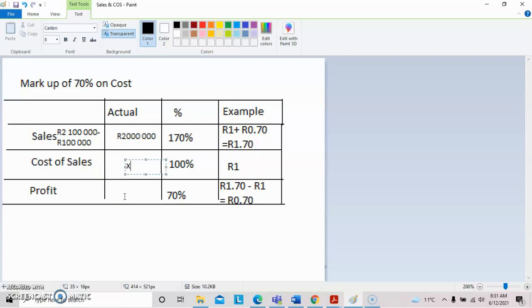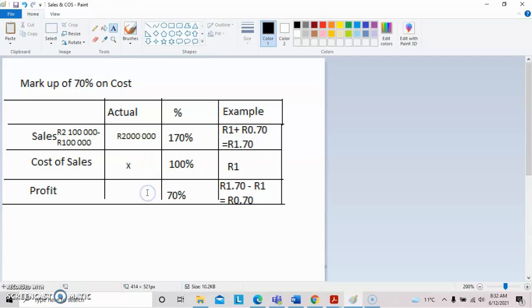Okay, so as you can see here, I decided to put an X for cost of sales because this is an amount that we are not given. So it means that we have to work out how much the cost of sales is, so we are solving for X. In this instance, we are no longer looking at this column. Erase it, it doesn't exist in your head for now, and the columns that we're focusing on are the middle column here, and the first column.